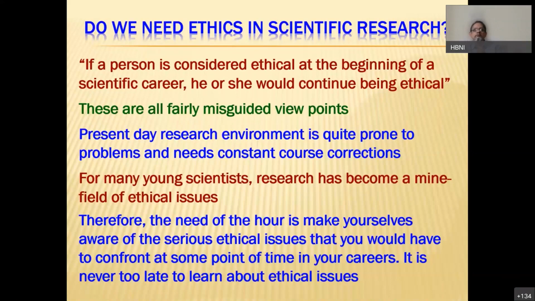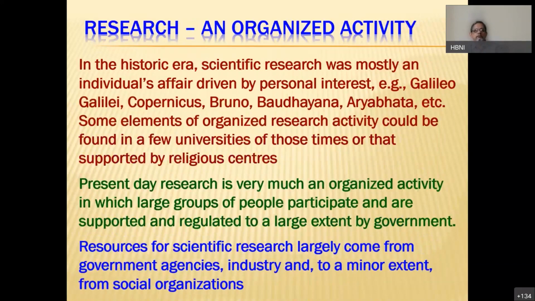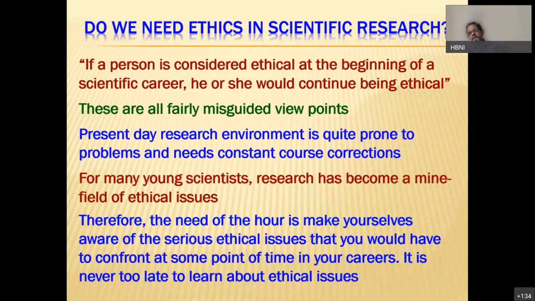They don't hold any water. The present day research environment is really prone to problems and constantly needs course correction all the time. And for many young scientists, research has become a big minefield of ethical issues. Therefore, the need of the hour is to make yourself aware of the serious ethical issues that you would have to confront at some point or the other in your careers. And it is never too late to learn about ethical issues.